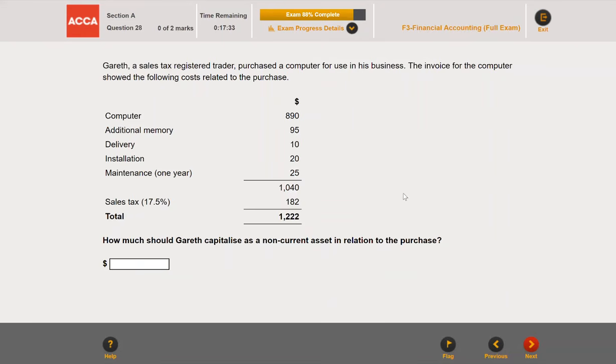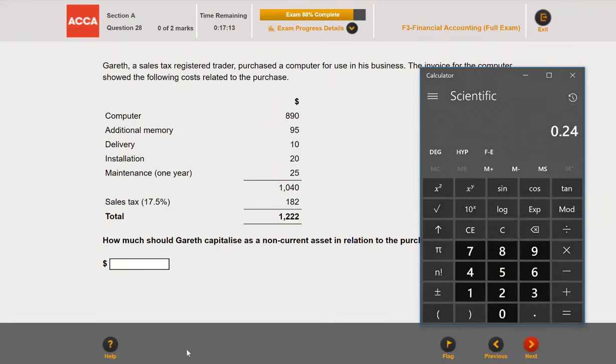How much should Gareth capitalize as non-current asset in relation to the purchase? Gareth, a sales tax registered trader, purchased a computer for use in his business. The invoice for the computer showed the following costs relating to the purchase. We have computer 90,000, which is capital expenditure. So 890.